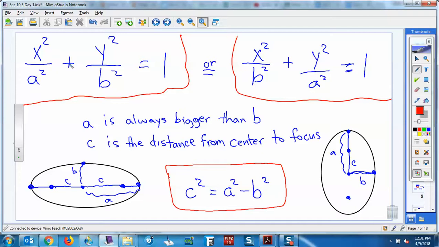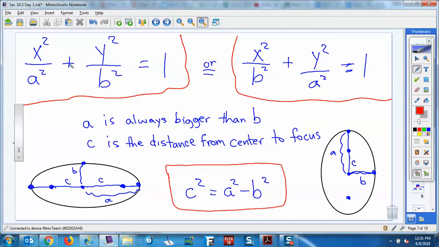If the bigger one is under the Y, then it's going to go up and down along the Y for your A. Okay, and the foci are always on the same line as the A. But since it's a plus sign, it doesn't matter. These two can be flipped around. It doesn't matter. I think on the gold sheet it's written so the A is always first. I wrote it up here so the X was always first.